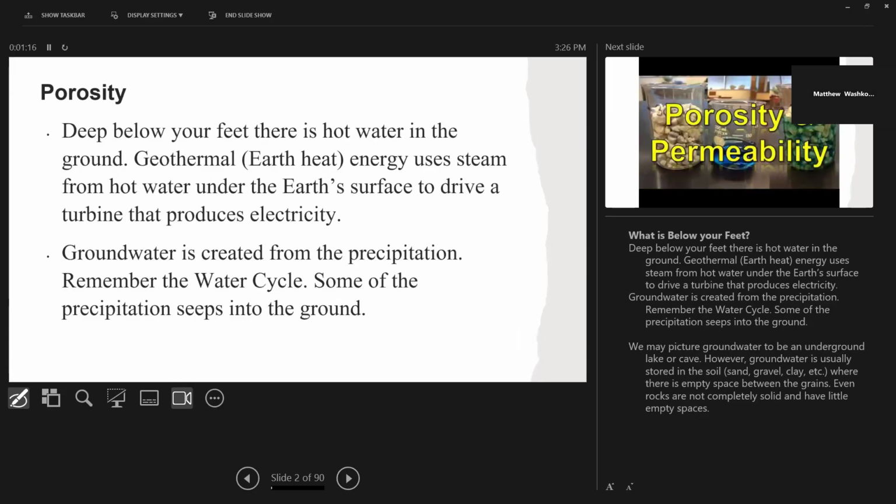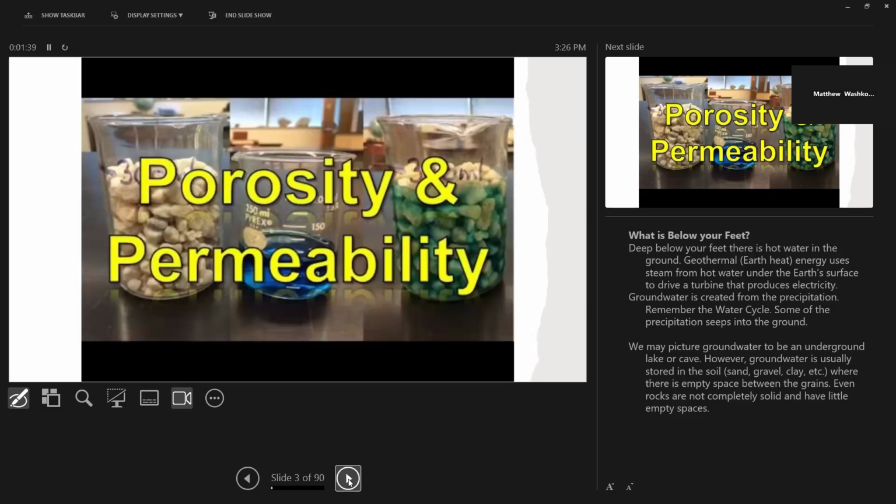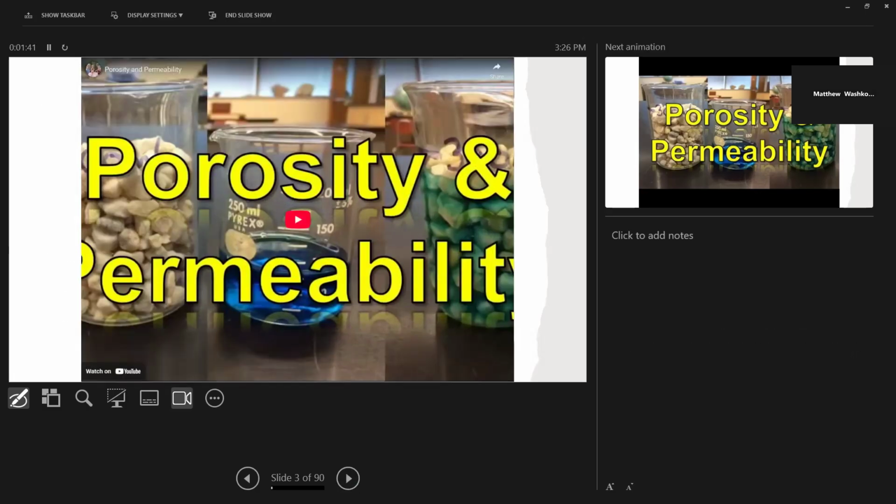So deep below it. So I'll tell you what you have to write down or not. So deep below your ground, your feet, there's hot water in the ground, right? Geothermal uses this. So we're going to be starting out here with what porosity is. But groundwater is created from precipitation, and some of this goes into the ground. So it is at this point we introduce porosity and permeability.